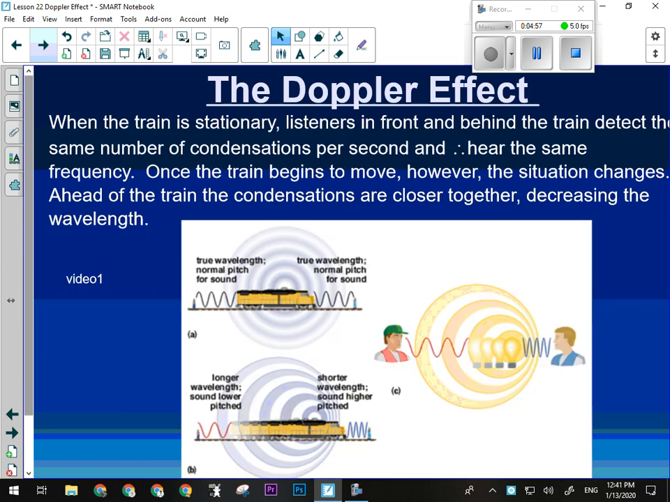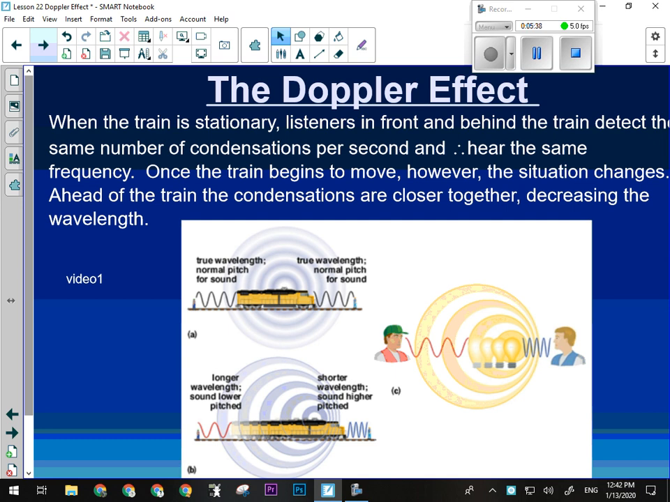So what happens is the observer in front encounters the waves more often than a person would if the train or the fire truck was sitting still. As the train is approaching, it's producing waves of a certain frequency. If the train was stationary, those waves would be a certain distance apart. But because the train or the fire truck is moving, those waves don't get as far away from it as they should, because the source is also moving as it produces them. So the waves bunch up in the front and they spread out in the back.